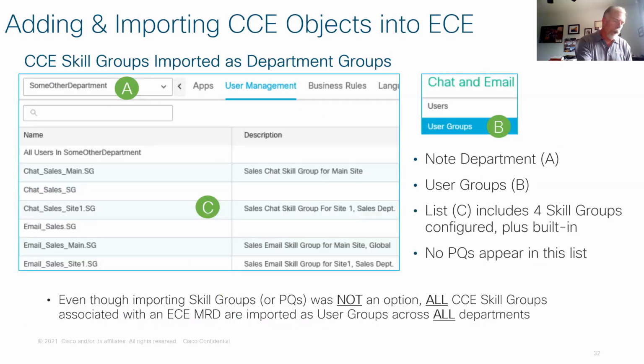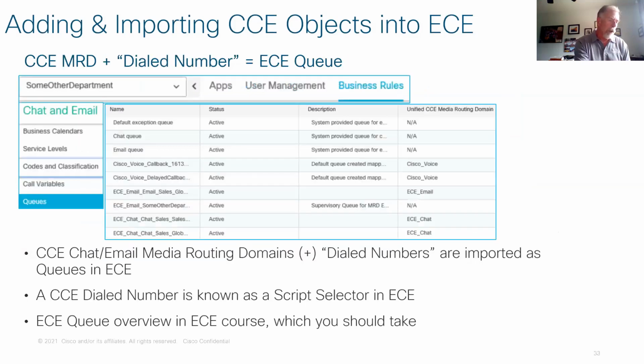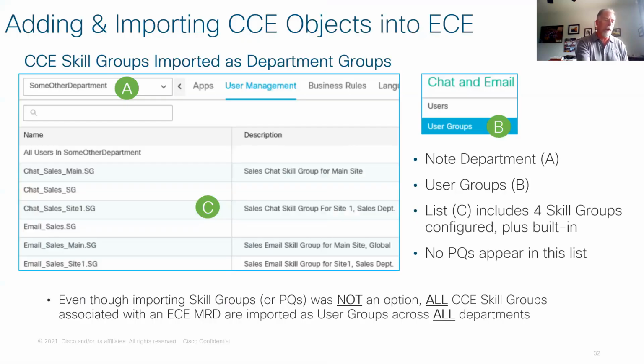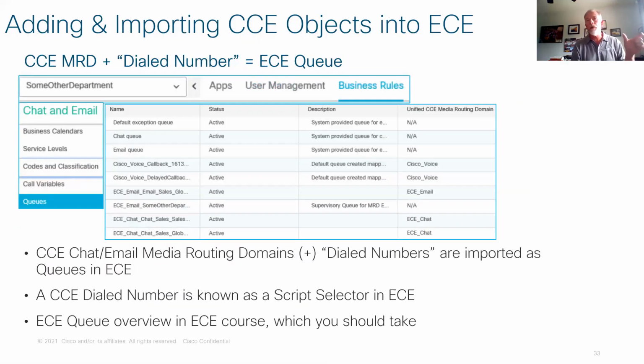Skill groups get imported as department groups. PQs don't actually get imported. All of your media routing domains and your dialed numbers, which are really called script selectors, get imported as ECE queues on a per department basis. So we've shown you today a little bit of information on configuring departments, which start over there in the package world. They're a way to subcategorize, create a line of business for all of your business entities under one instance umbrella of package. And departments also automatically translate over here in the ECE world. And once configured, off you go.